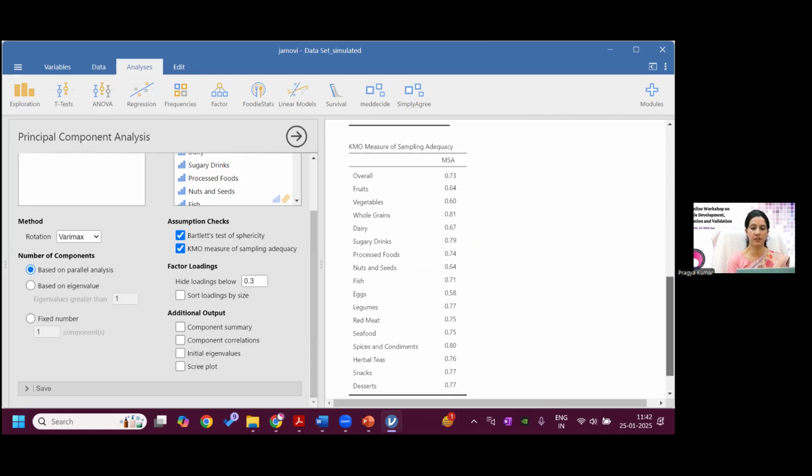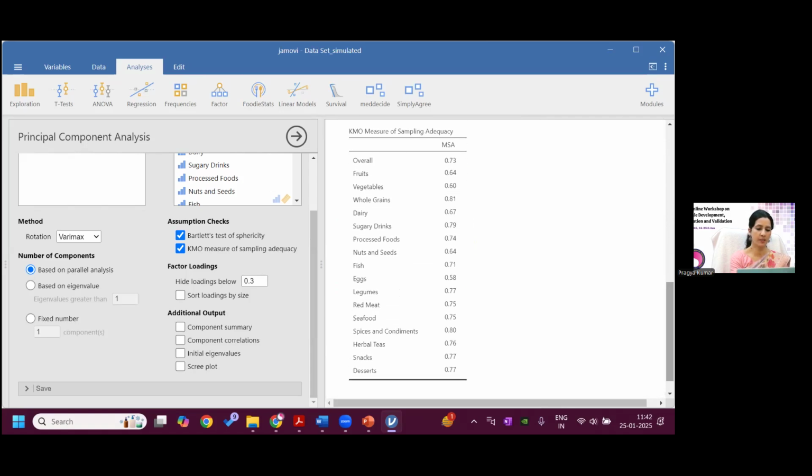And if you see here, the overall MSA is 0.73. And if you see item wise, I'm also calling it item here, item or indicator, whatever you say. I think all except this, this egg, it is having a lower value, otherwise all others have an MSA more than 0.6. So these two assumptions are met.